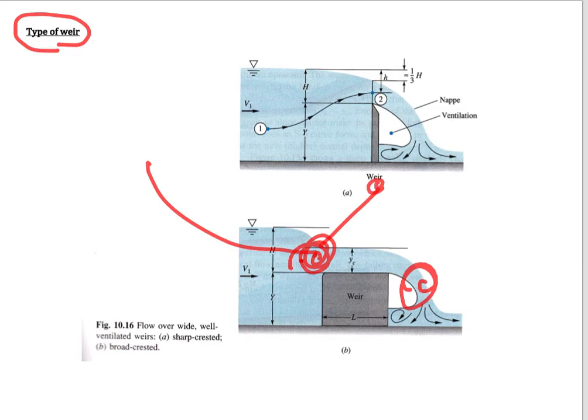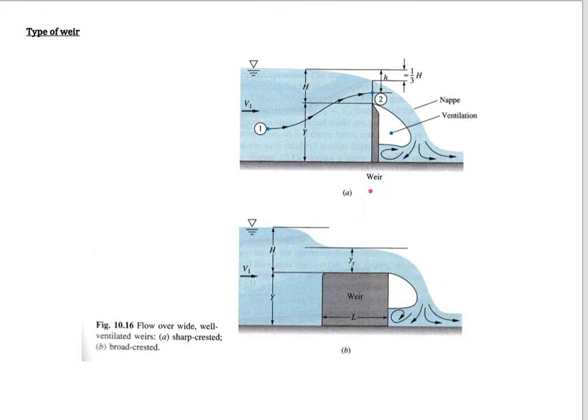So water needs to be released to the river. To release the water, we need to have some technology, normally to prevent the hydraulic jump. And then the type of weir here, as we could see from the slide.